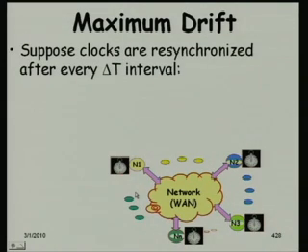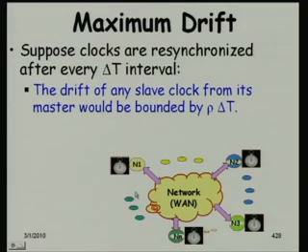Now, suppose the clocks are resynchronized after delta t interval, then the maximum drift of one clock, that is one slave from the master, will be rho delta t. Do you agree with this? Because the rate of drift is rho, and they set their time with the master, and let us say the communication time is known to be constant, because if we can't fix a bound on the communication time, then again this will not work.